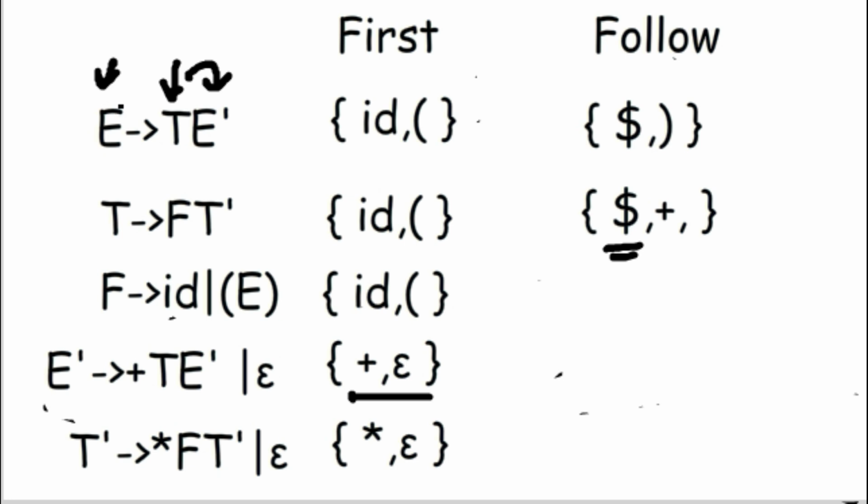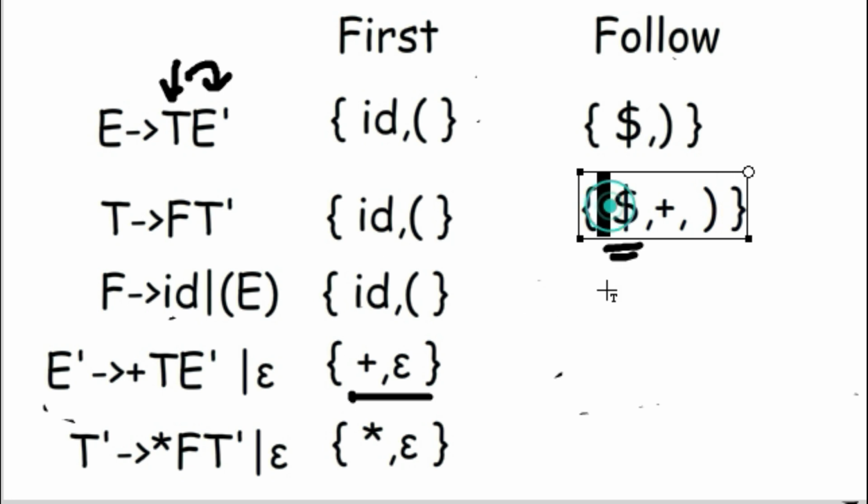Now what is the follow of E? The follow of E is dollar and close bracket, and dollar is already there, but there is no close bracket, so we will include close bracket in this, and that is how you have to find the follow.